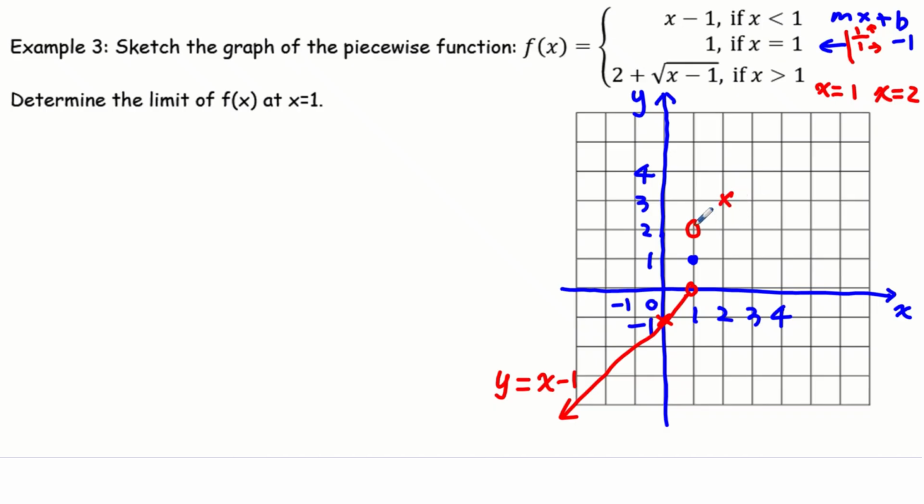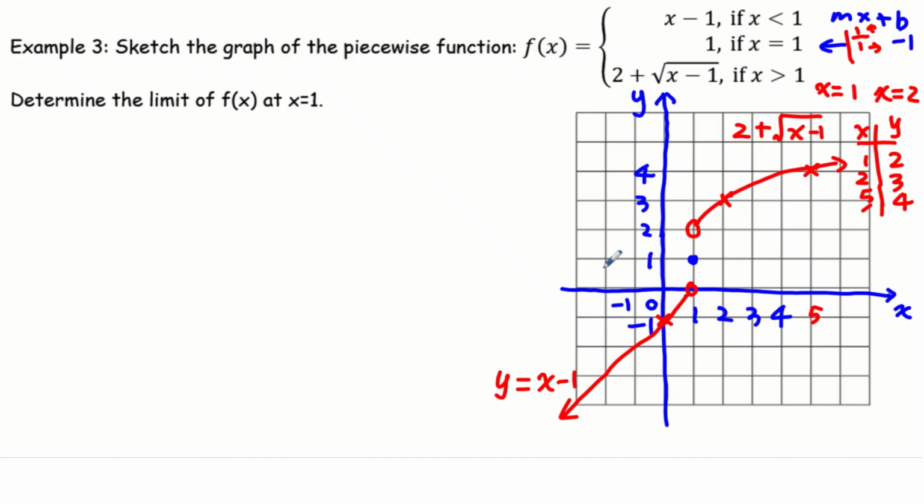Then the next number we want to do is 5. Sub in 5 minus 1 is 4, square root of 4 is 2, 2 plus 2 is 4. So we have 5, 4. Another point, okay? Then this is 2 plus square root of x minus 1. So how did I graph it? I create a table of values. So x equals 1, 2, 5. We sub in, and we have the y values 2, 3, and 4.